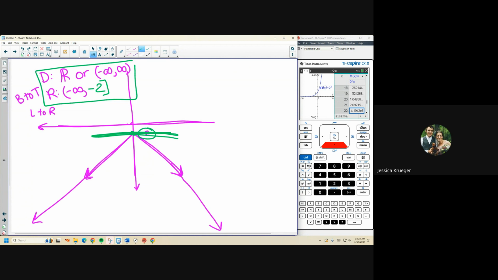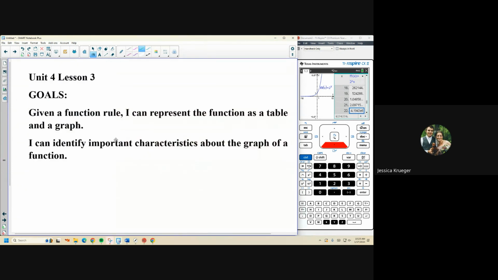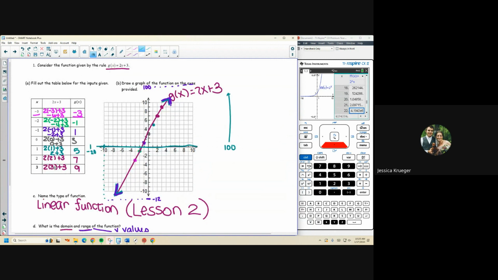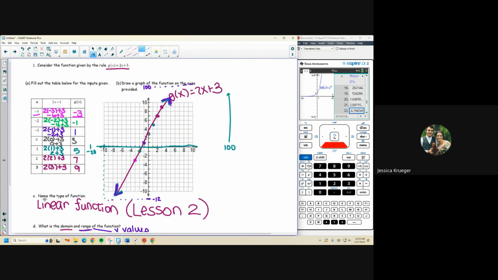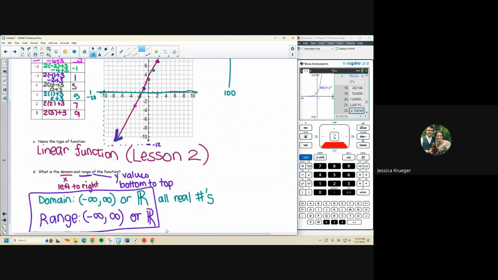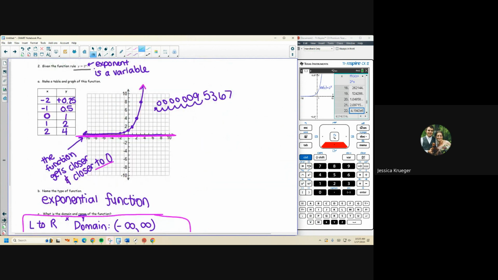Were that we could, at least for this lesson, given a function rule, we could represent it as a table. So we did that here. We were able to plug in our x values and get our y values. Our next goal was that we could identify important characteristics about the graph. We were able to identify the type of function and domain and range. So hopefully this helped you with how to graph some functions, and we'll keep practicing in class. Thanks.